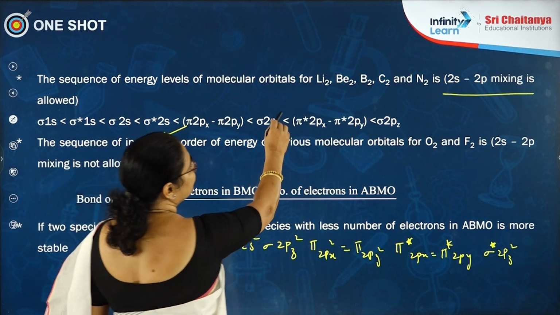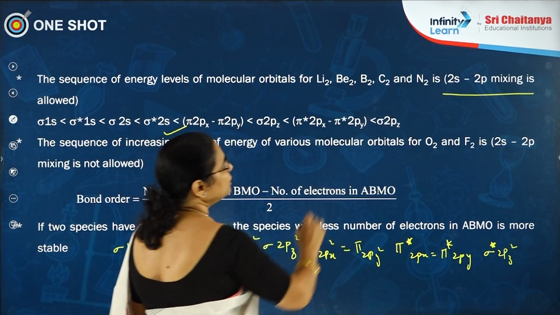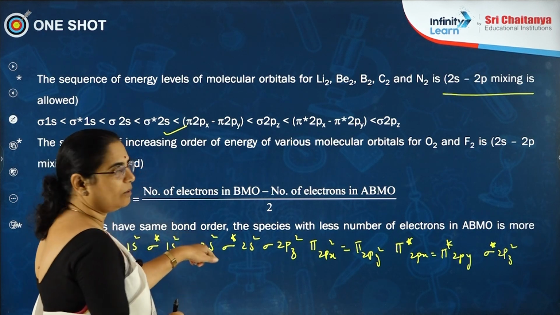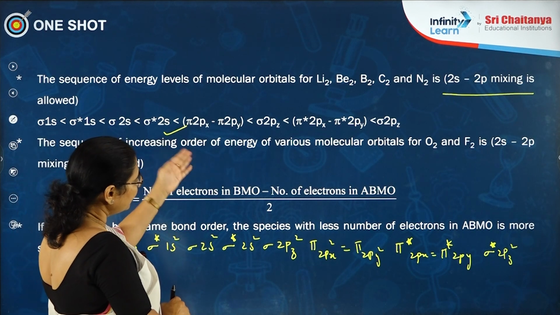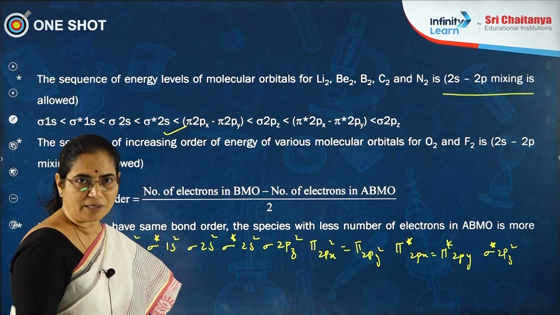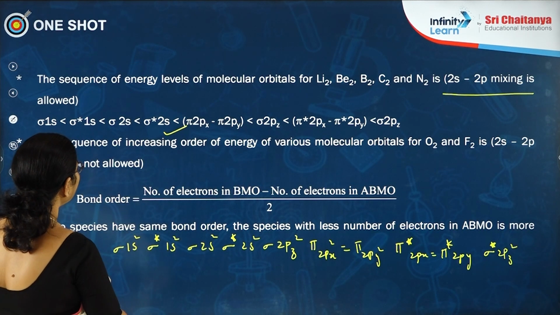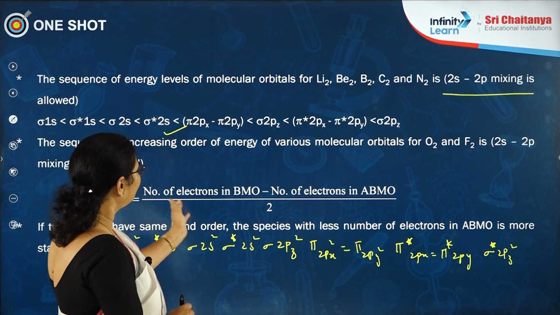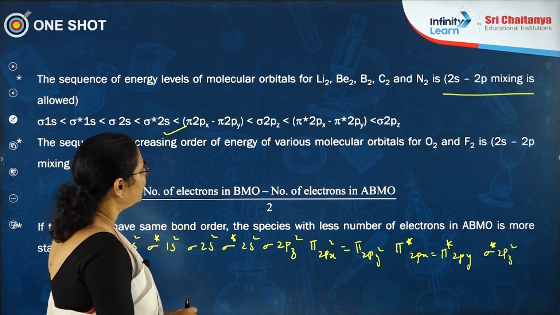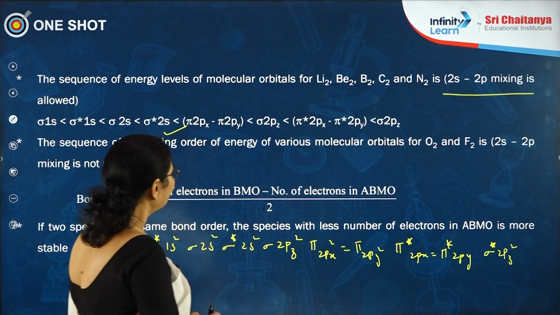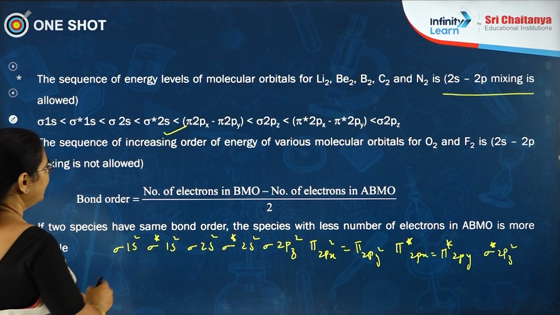But for these elements, if 2s 2p mixing is not possible, then instead of the below 14 rule we follow the above 14 rule, if s and p mixing does not occur. Now we can take one example. Bond order can be calculated by using the formula: number of electrons in bonding molecular orbitals minus number of electrons in anti-bonding molecular orbitals, divided by 2.